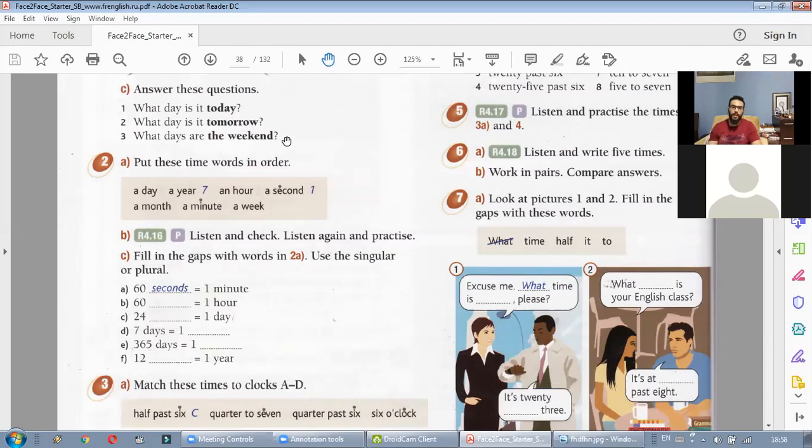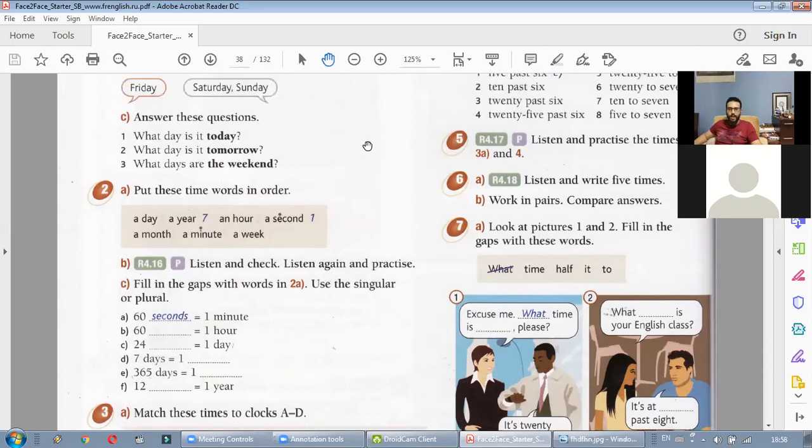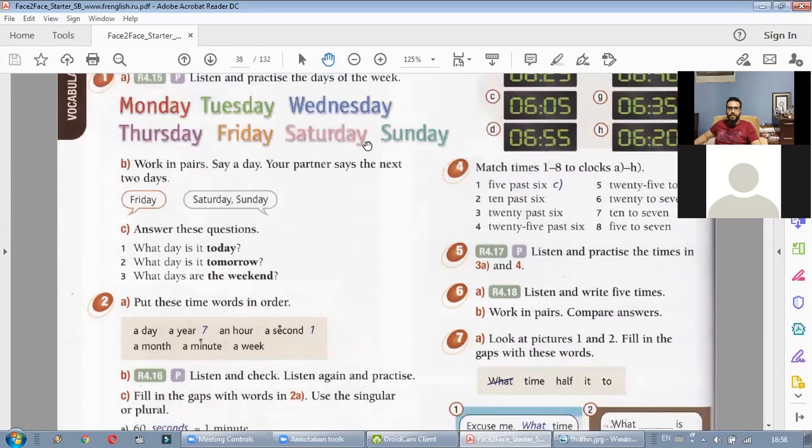What about the UK? What days are the weekend in the UK? Is it the same as Libya? Friday, Saturday, or different? Maybe Friday. Okay, when does the week start in the UK? Because in Libya, we usually start with Saturday, right? We say Saturday, Sunday, in Arabic, right? But what about the UK? The UK, they always start with Monday. Monday is the beginning of the week in the UK, correct?